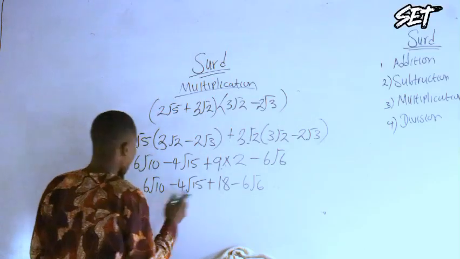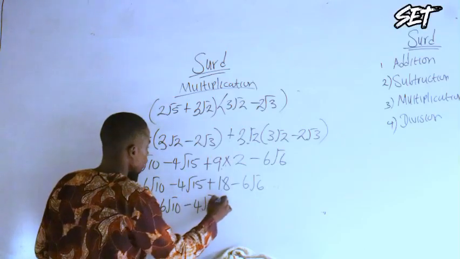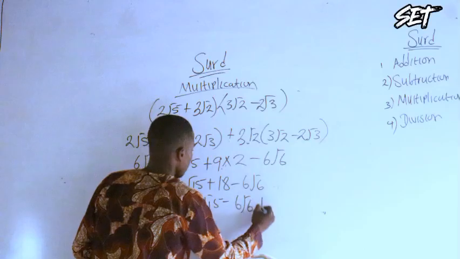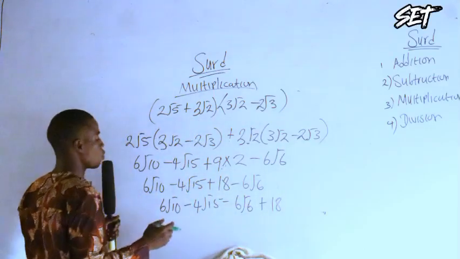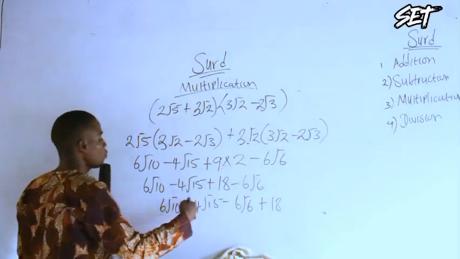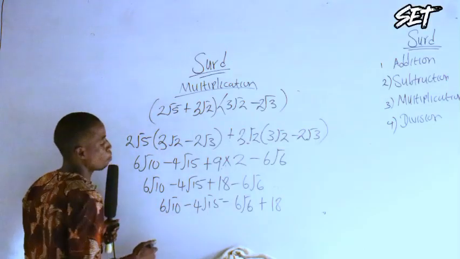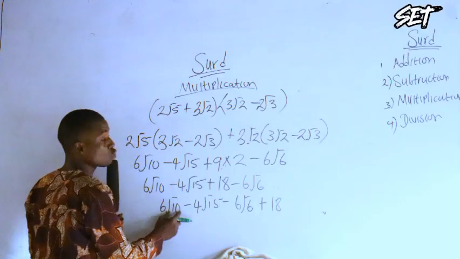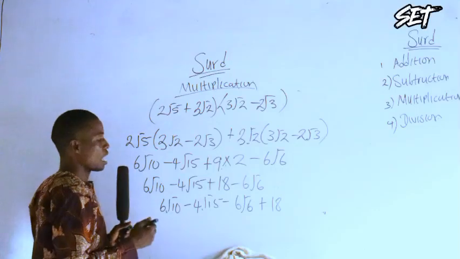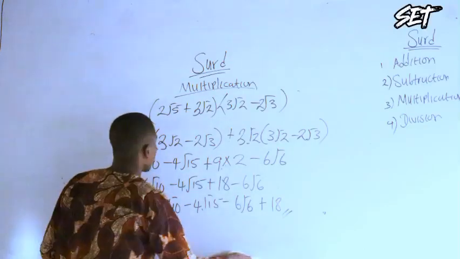Now, look at all of them. You can arrange it in a proper way: 6 root 10 minus 4 root 15 plus 6 minus 6 root 6 and plus 8. Do you know the reason why I put this one, 18, differently? Because there is no root. That's why I remove it. I bring all the ones that have root together. And do you know the reason why I don't minus them together? This one is root 10, this one is root 15, this one is root 6, and we cannot add them together. That's the answer.